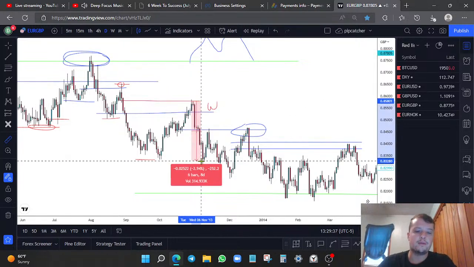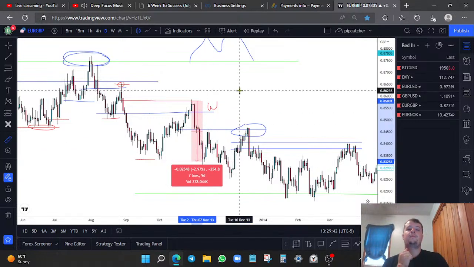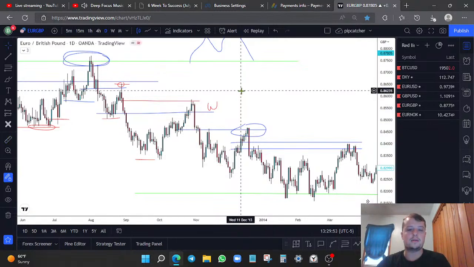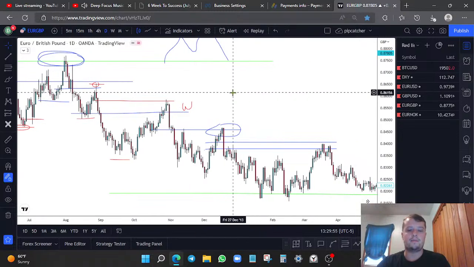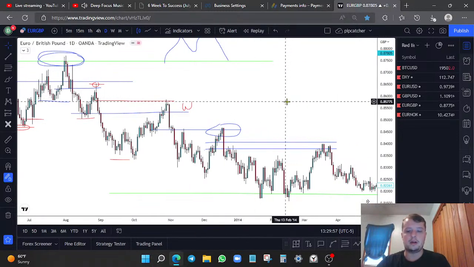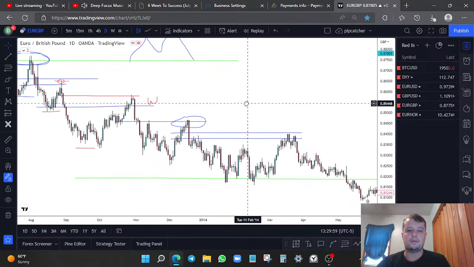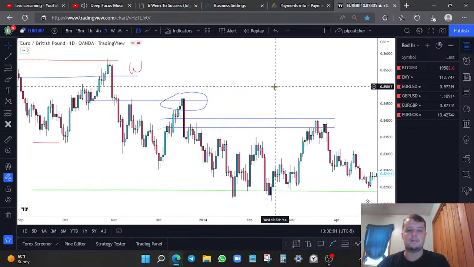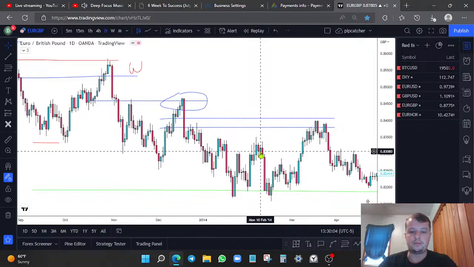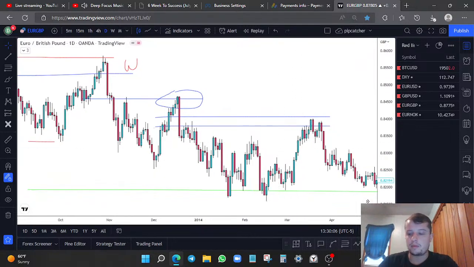3, 4, 6 pip drawdown for a 250 pip trade. I mean, you really can't get any better than that. The risk to reward on these setups is undeniably the way to manage your risk.